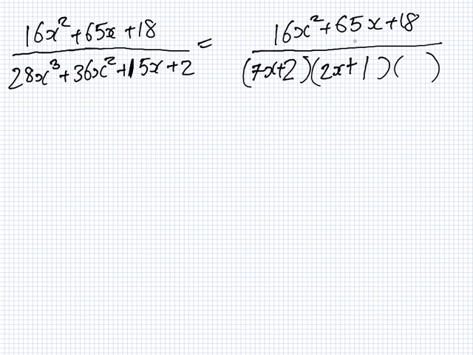So which factor is the one repeated? Well, consider both possibilities. If I were to put 7x plus 2 here, this would be wrong, because what is 2 times 1 times 2? 4. Not 2. If I put here 2x plus 1, what's 1 times 1 times 2? 2. So it must be this one that's repeated.